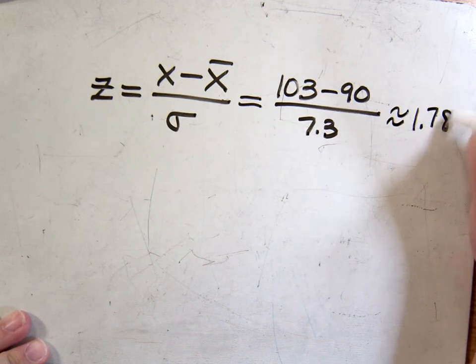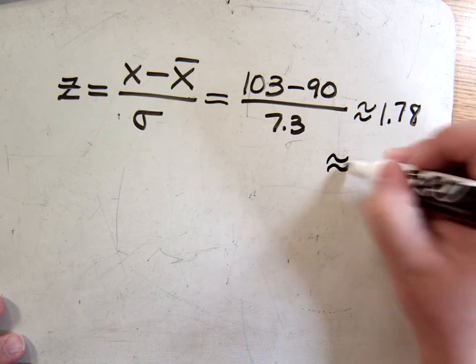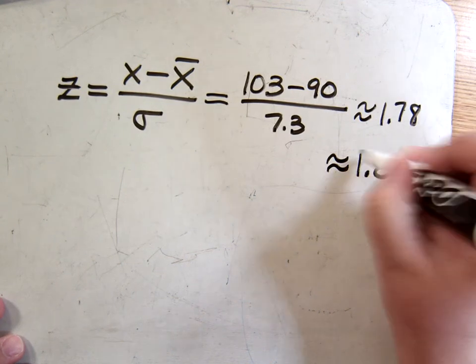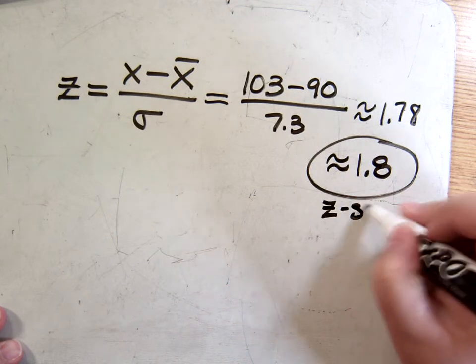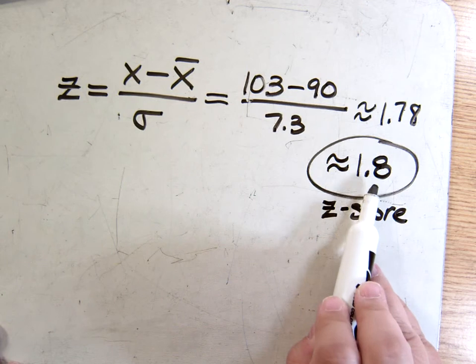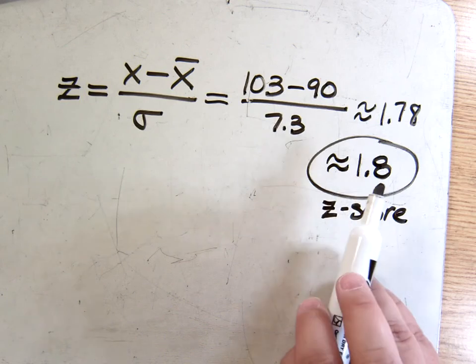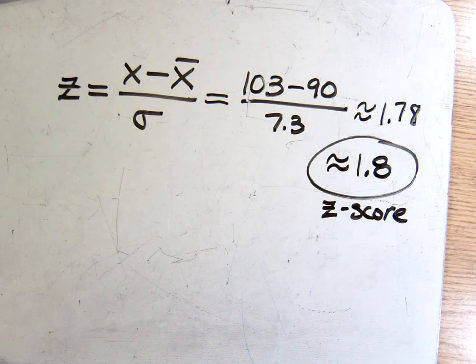1.78. The z-score table always does tenths only, so I'm just going to call that 1.8. That's the z-score. That's not the probability, that's the z-score. What that says is a score of 103 is 1.8 standard deviations above the mean. If I wanted to know a probability of getting, excuse me, a score of 103, that's when I would go look it up on here.